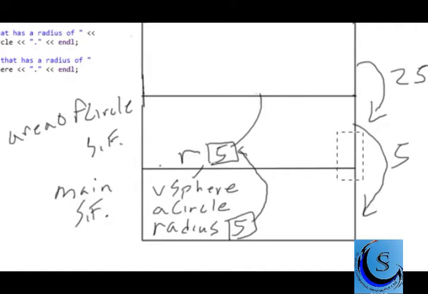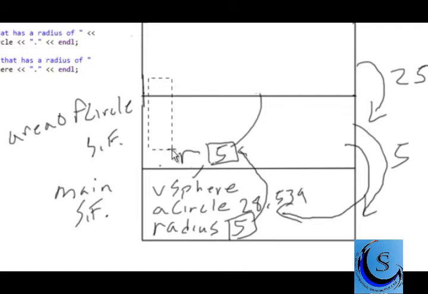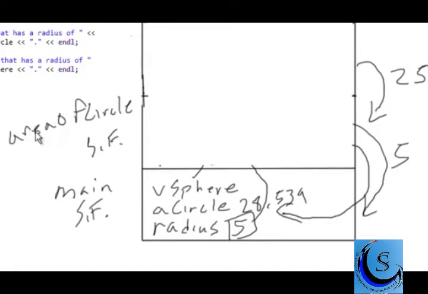So we're getting that value passed back here to the point of invocation. So that value of 78.539 is being passed back. Once that area of circle function completes that calculation and it returns that value, it gets popped off as well. So I'm going to go ahead and remove this from our call stack. And I'm going to remove this as well.